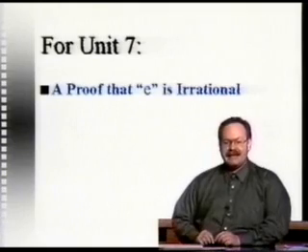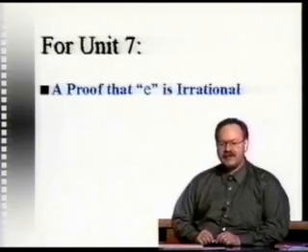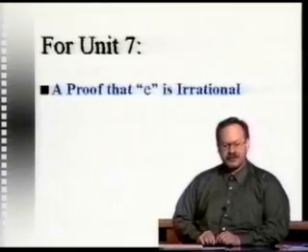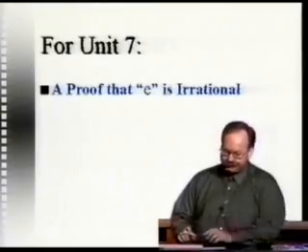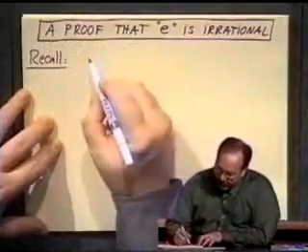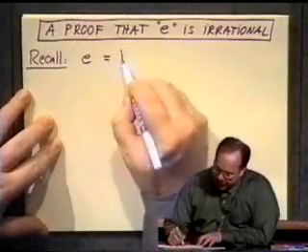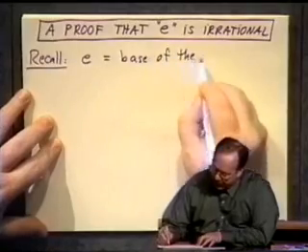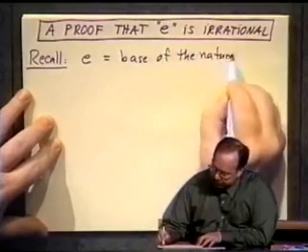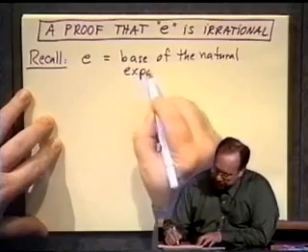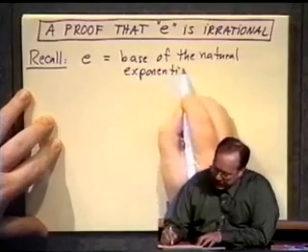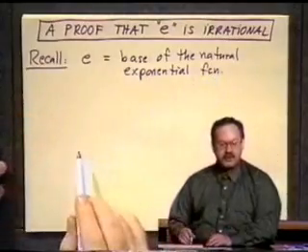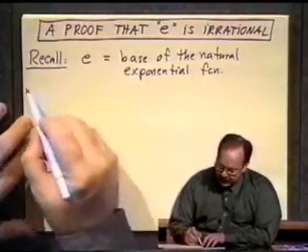We're going to prove that e, the number e, is irrational. Now, I stated it was irrational in Unit 5. Now we have the tools to prove that. So let's go ahead and do that. First, let's recall that e was the base of the natural exponential function, and it also then became the base of its inverse, which was the natural logarithmic function.